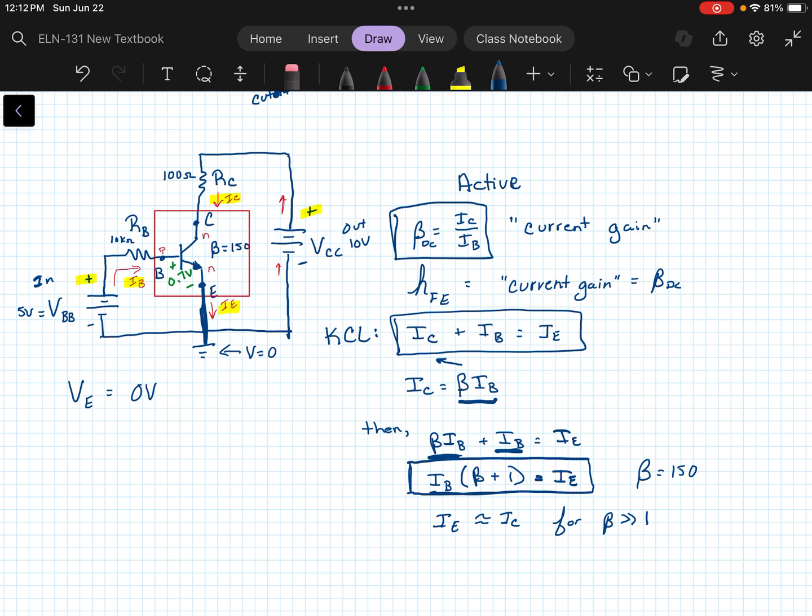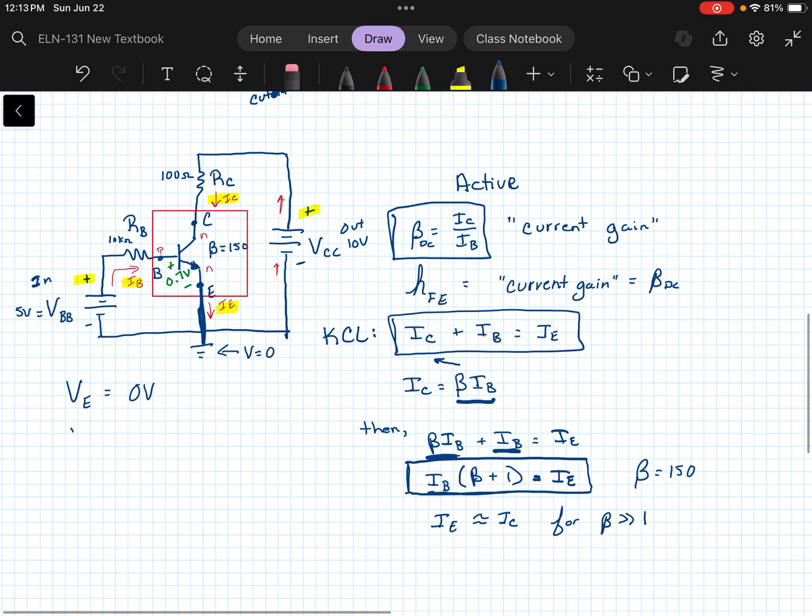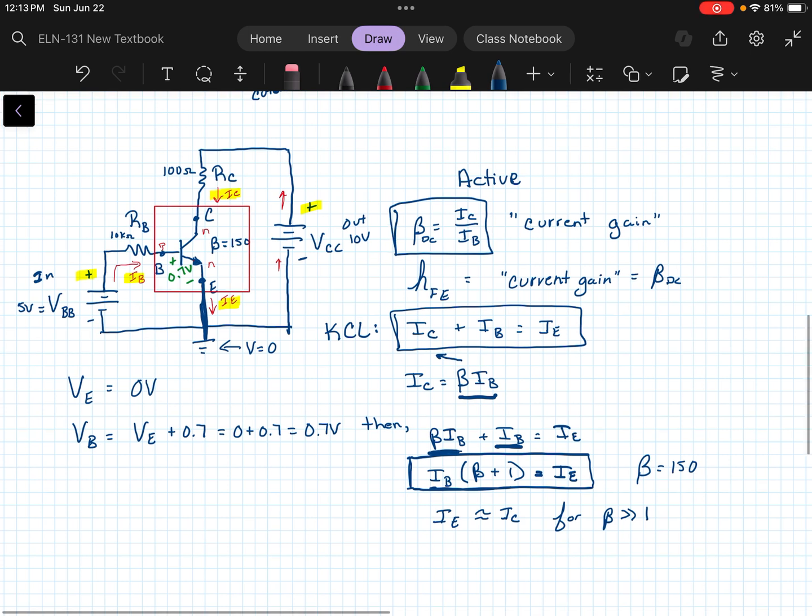So VE is 0. Now the voltage at B, we would see a rise of 0.7 from the emitter to the base. So that would be whatever VE is plus that 0.7. And if VE is 0, that means we have about 0.7 volts at this point B right here.